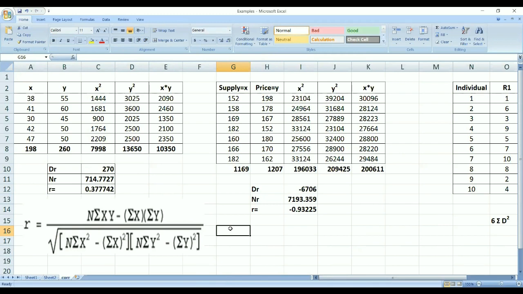Are you done with this example? So we will go to see the next example. There is a supply and price, two values. You have to use the same formula.